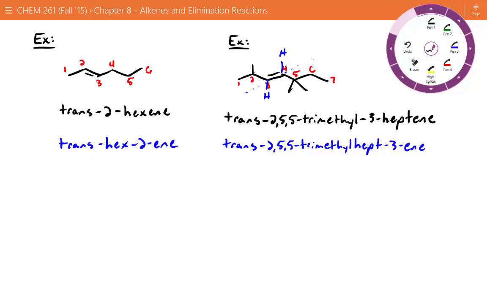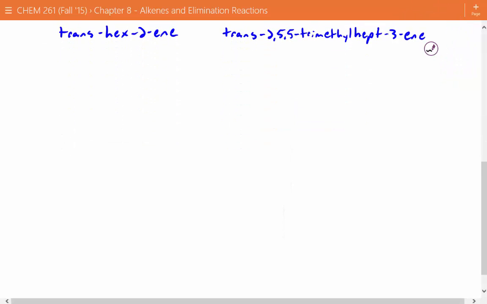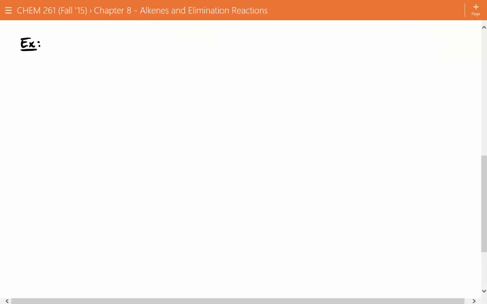All right, let's do a couple challenge problems, and I want you guys to work on this. Can we have some cis examples? Oh, some cis examples? Well, we'll go through and do some of these first.